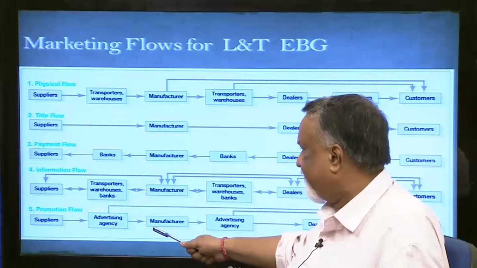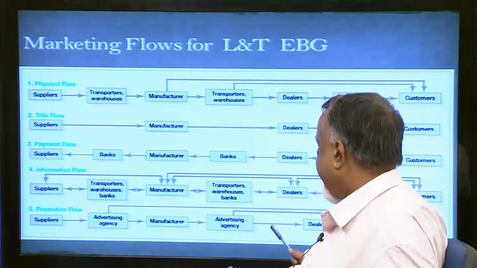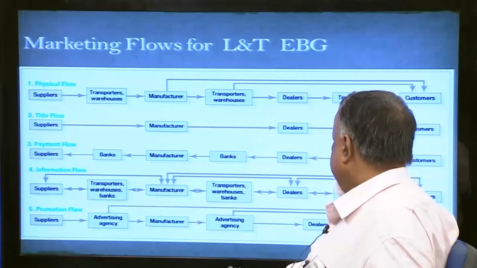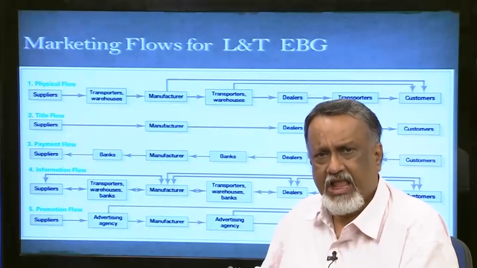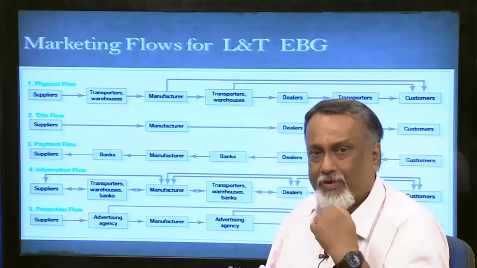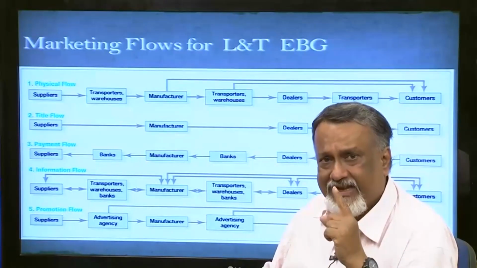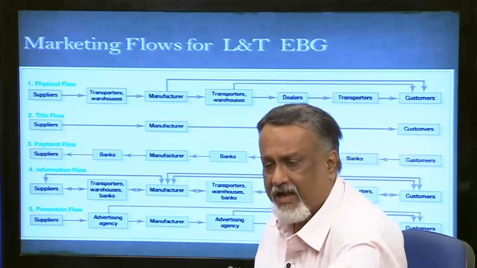Then comes promotion flow. Again, in promotion flow also there is an interactive role between the advertising agency and the customer and the dealer and the manufacturer. Again, they are part of an ecosystem. So, next week when we discuss integrated marketing communication, we have to think in consonance with this concept of integrated marketing channel.